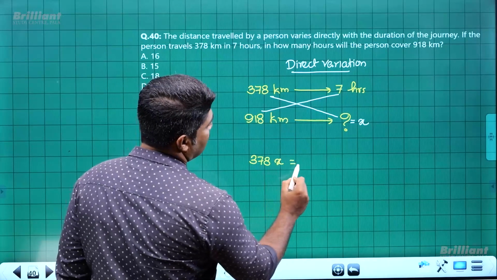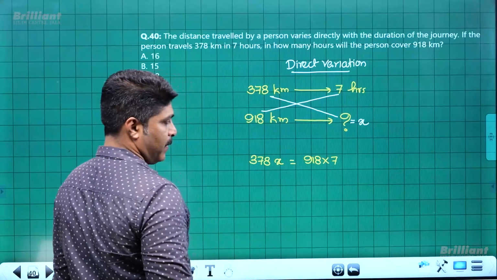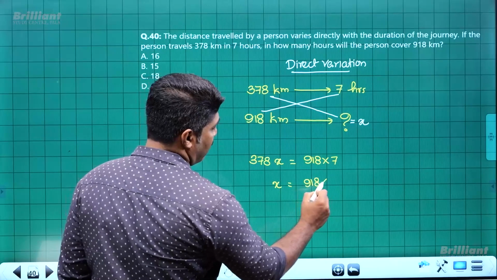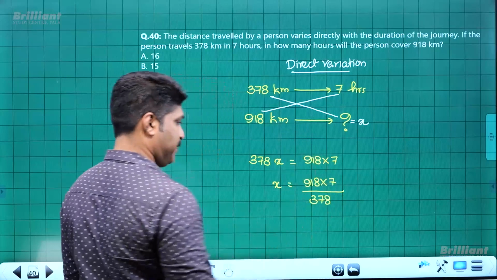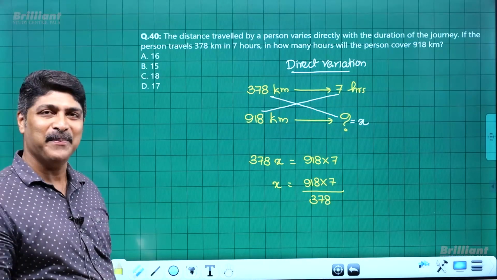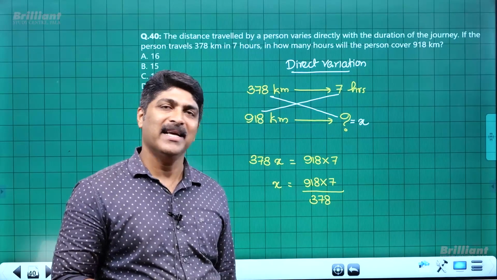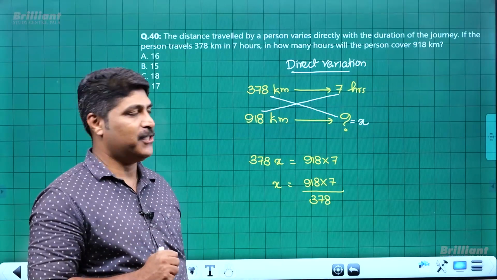378x is equal to 918 into 7. So then what is x here? This is 918 into 7 by 378. How to do it? So it will take time. Do you have any tricky concept in your mind? Yeah, like our previous such situation, here also you can depend on the unit digit.